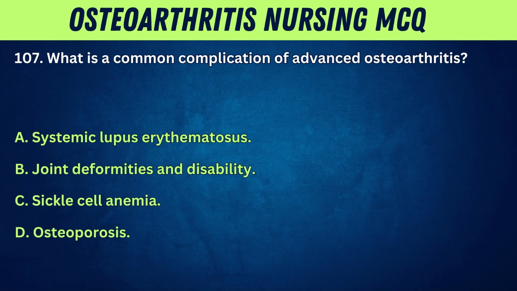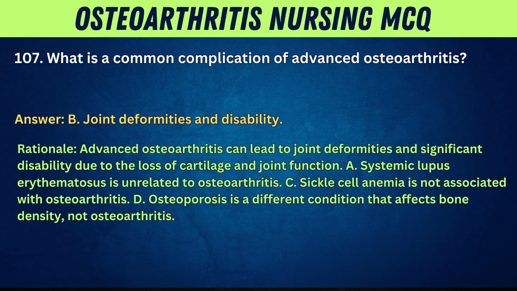107. What is a common complication of advanced osteoarthritis? A. Systemic lupus erythematosus. B. Joint deformities and disability. C. Sickle cell anemia. D. Osteoporosis. Answer: B. Joint deformities and disability. Rationale: advanced osteoarthritis can lead to joint deformities and significant disability due to the loss of cartilage and joint function.